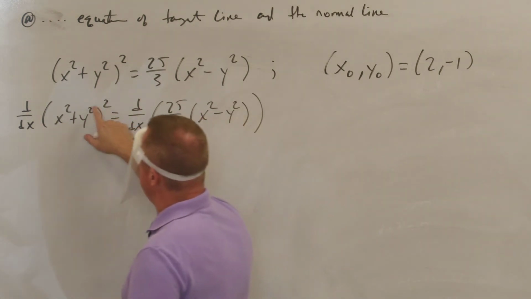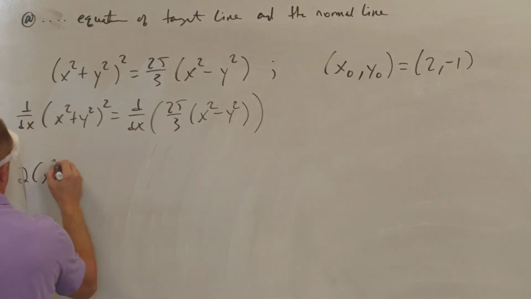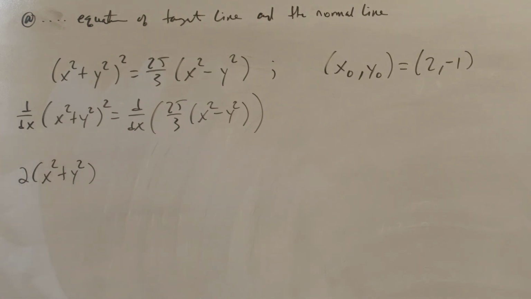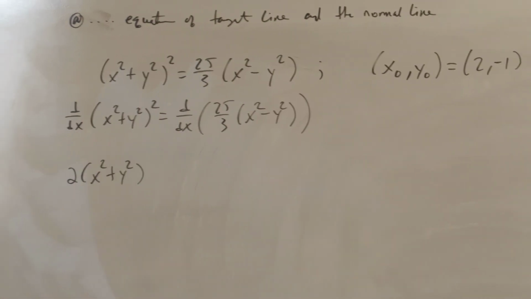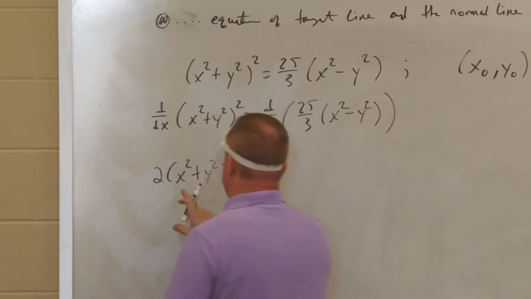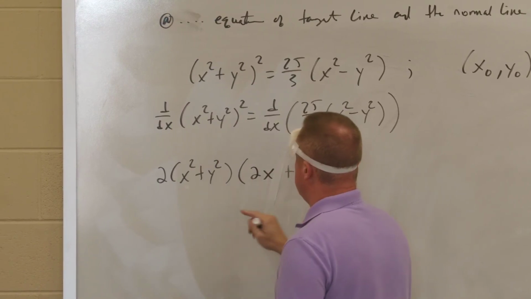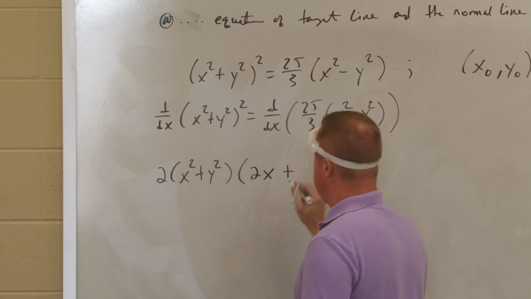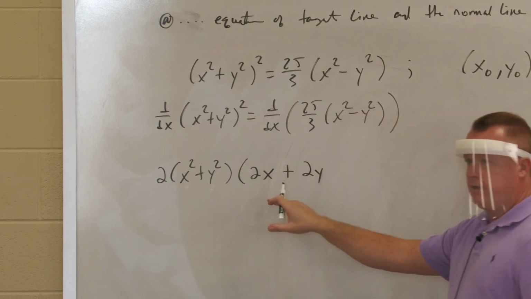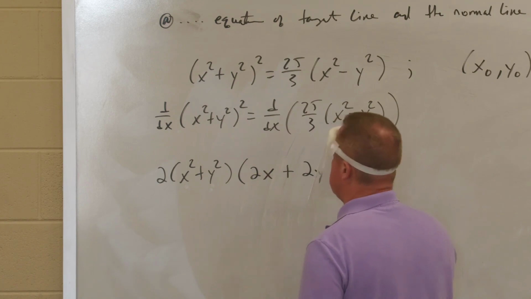So I would say 2 times this, subtract 1 from the exponent, so that'll be 2 times x squared plus y squared to the first power, right? Now multiply times the derivative of the inside. That's chain rule. So derivative of x squared would be 2x. Derivative of y squared is 2y, but now multiply by the derivative of y, right? So let's do y prime there.